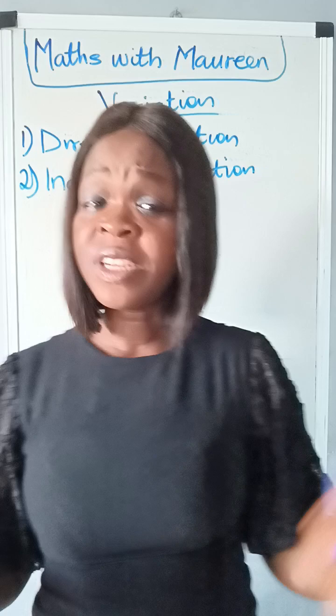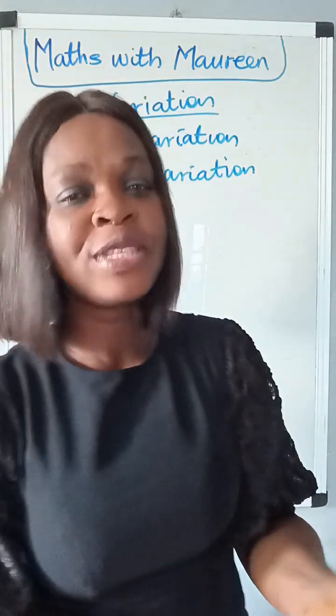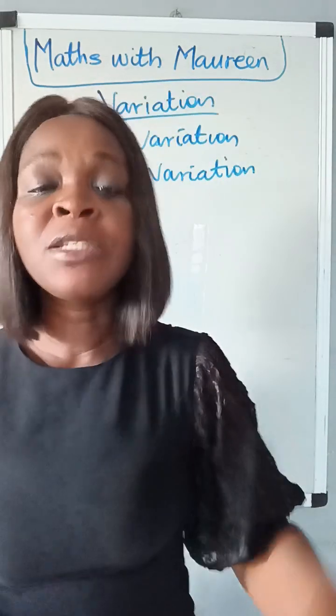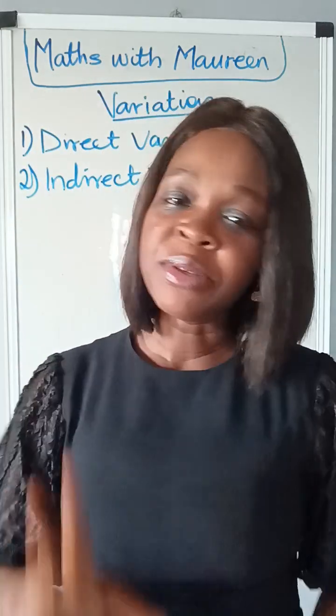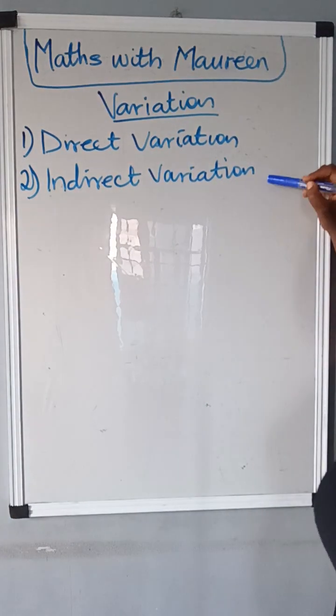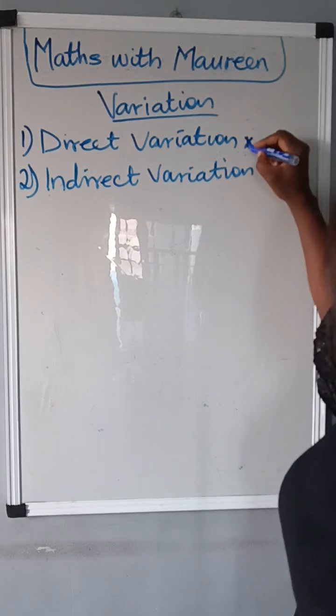What is variation? Variation simply means the relationship between two values or two things, in which if one changes, the other one changes as well. We have two main types of variation: direct variation and indirect variation. But we are going to start with direct variation, okay?